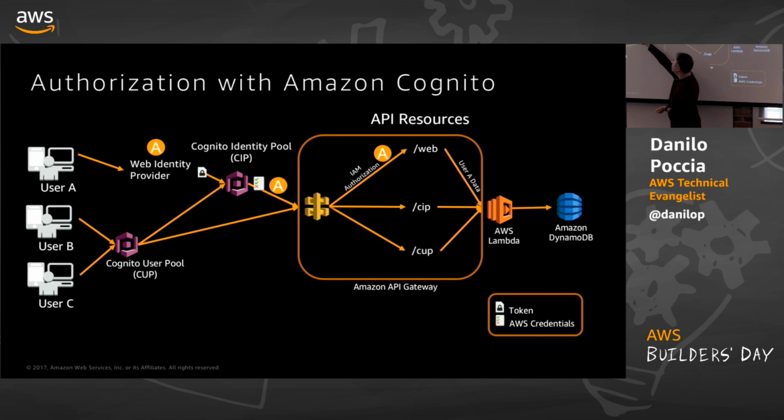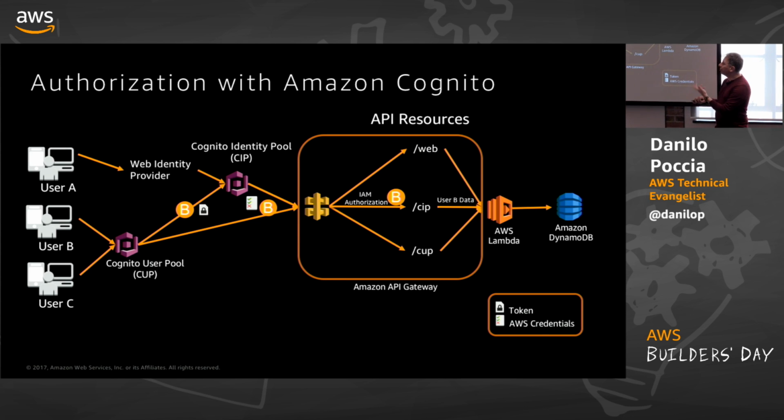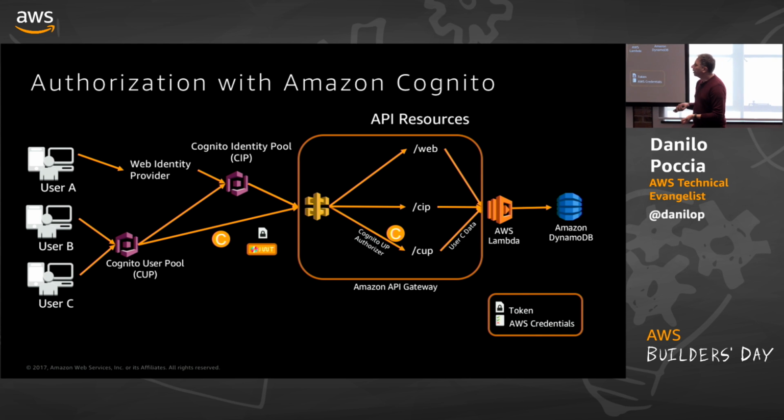So the web identity provider gives access to a role. So for example, the user here can have access only to a specific API. If it comes from Cognito user pool, you can give access to other API. And a different one is if it comes directly from the user pool.